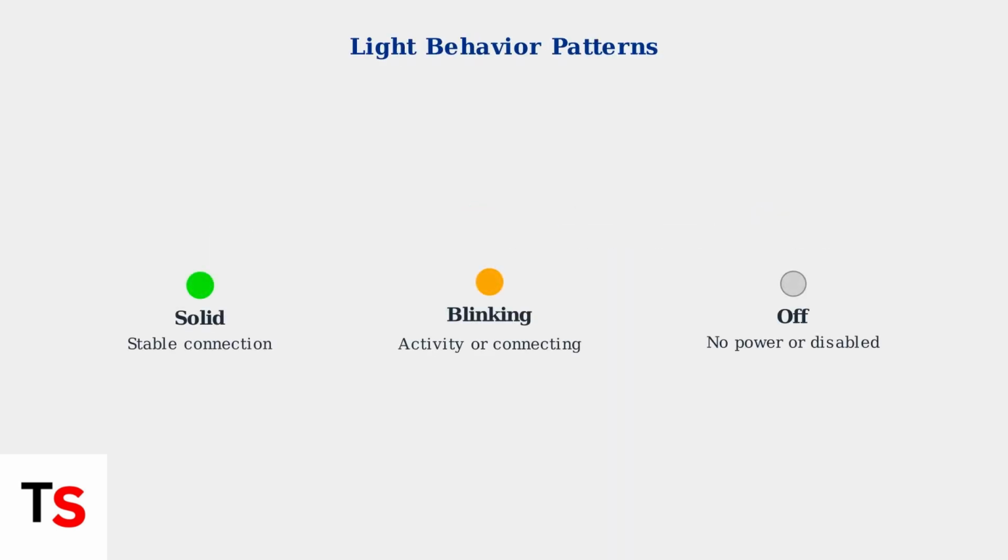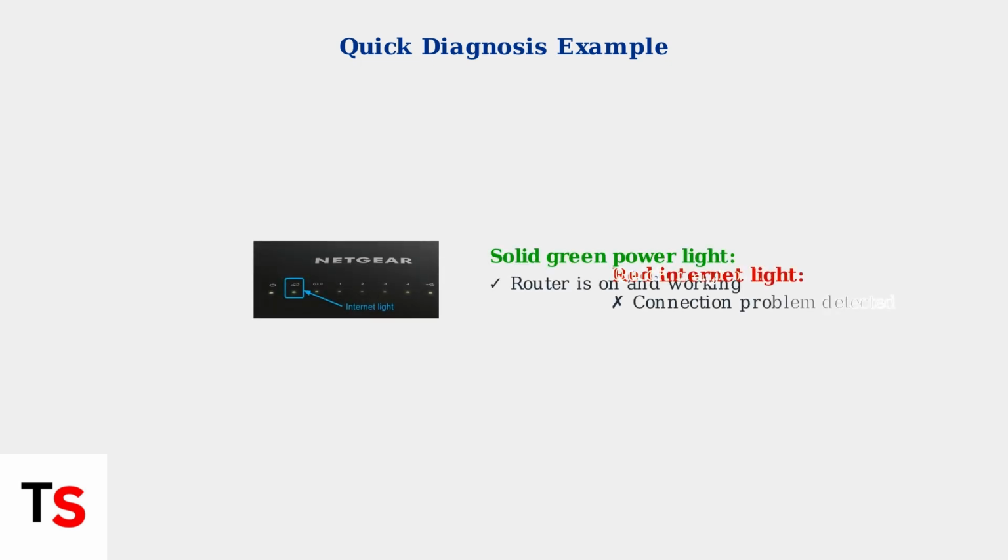The behavior of lights is just as important as their color. Solid lights indicate stable connections, blinking shows activity or connection attempts, and off means no power or the feature is disabled. Knowing what these lights mean helps you quickly troubleshoot network issues.